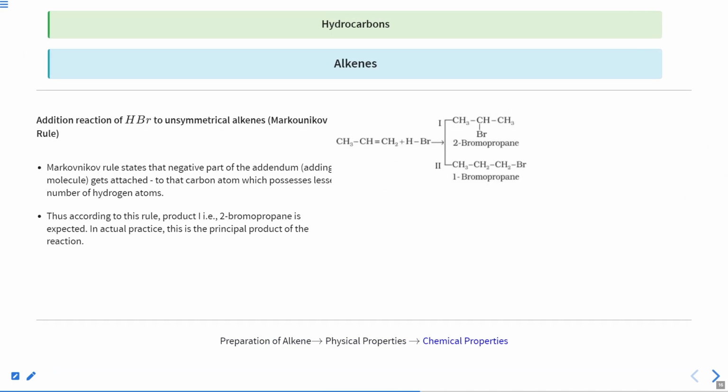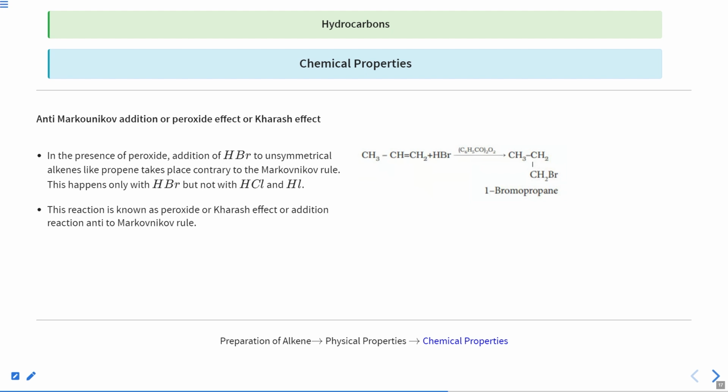Now sometimes we need a reaction or a product that is the inverse of that. There are possibilities because compounds have multiple uses. So if you have to add Br opposite to the place where it normally goes, you have to add something called benzoyl peroxide. In this case the addition is anti-Markovnikov type. Anti-Markovnikov means the negative addendum will go to that carbon which has the greatest number of hydrogen. So these are the two carbons.